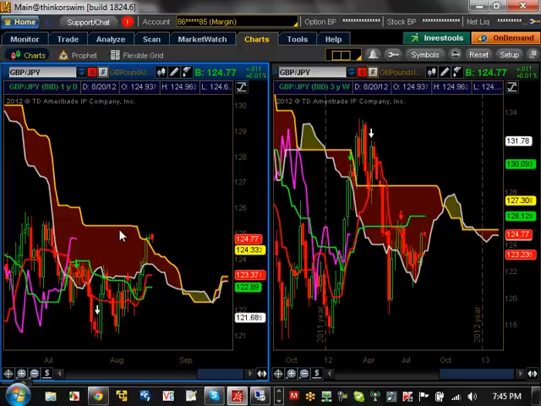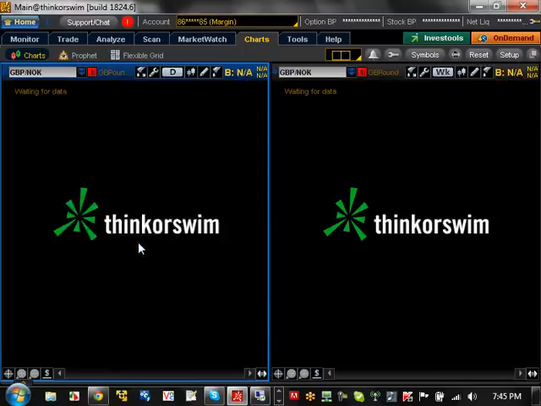Pound yen, nothing really going on here. It's popped up above the cloud. However, 126.12 is going to be a major resistance level. 122.89 is going to be a major support level for this moving forward.